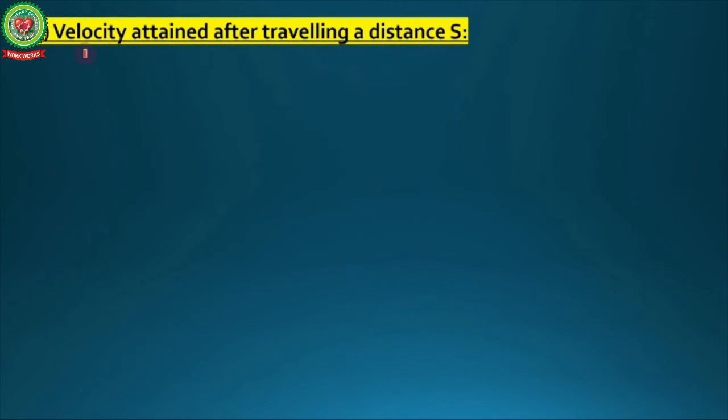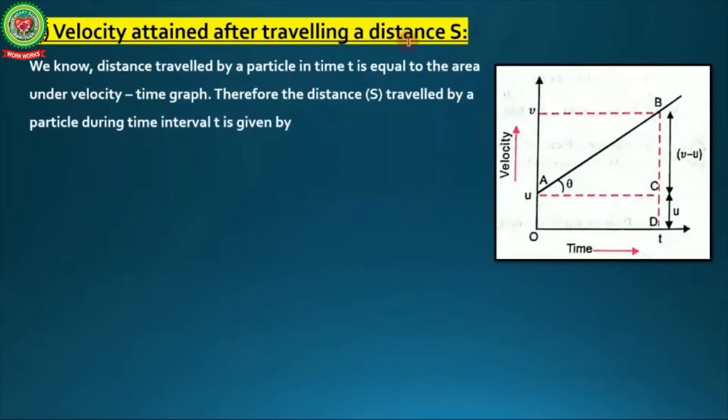Next is velocity attained after traveling a distance s. So again we are considering the same graph. In all these equations we have to follow the same graph. We know the distance traveled by a particle in time t is equal to the area under the velocity-time graph.